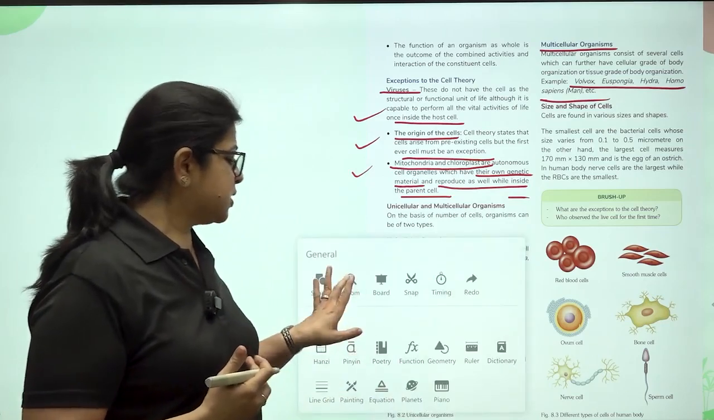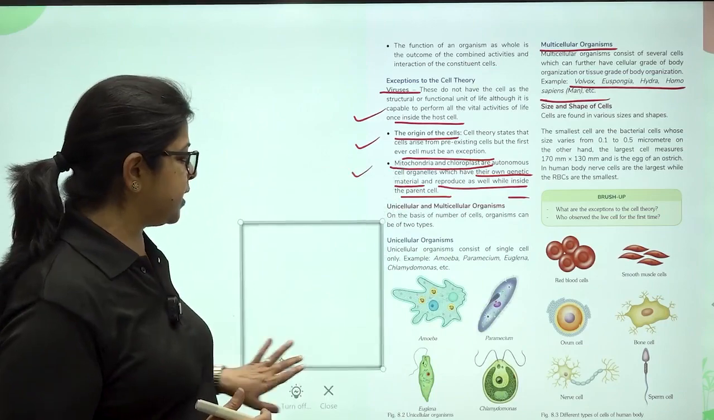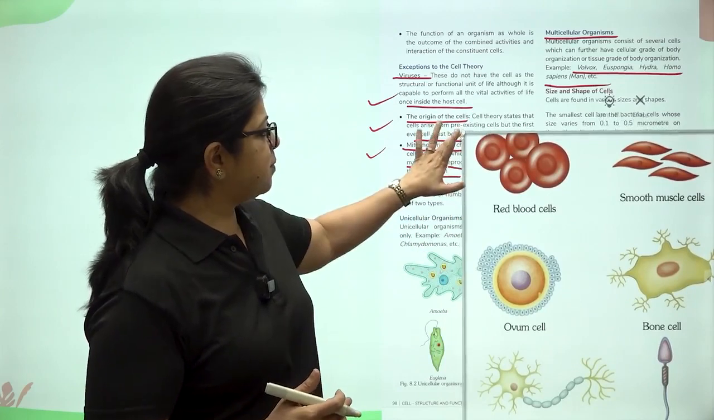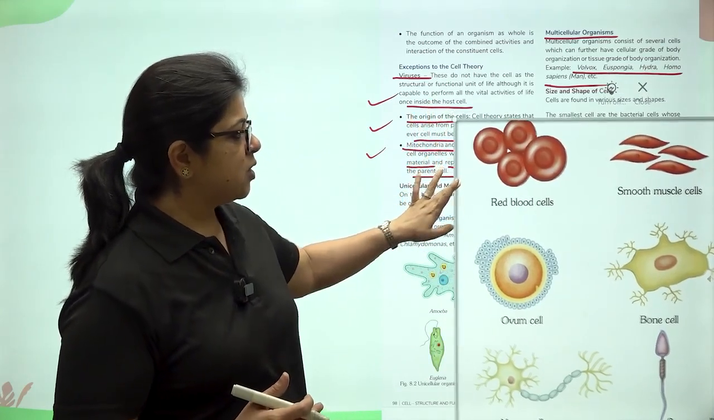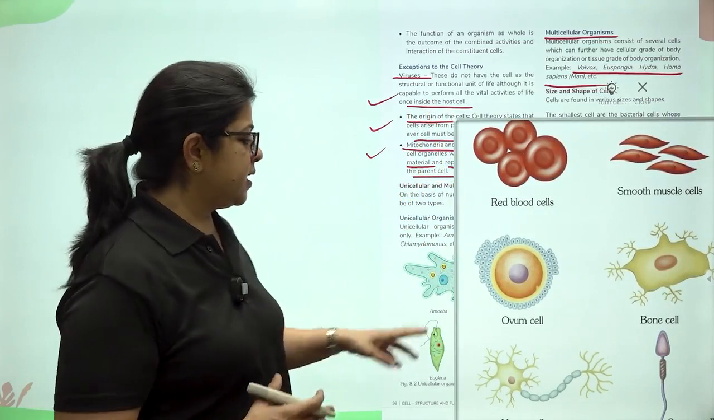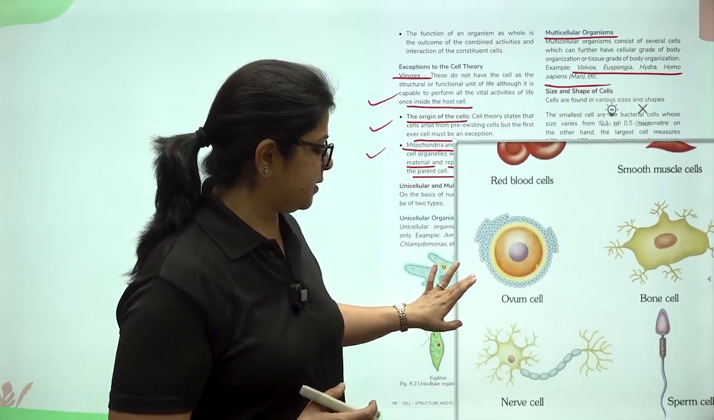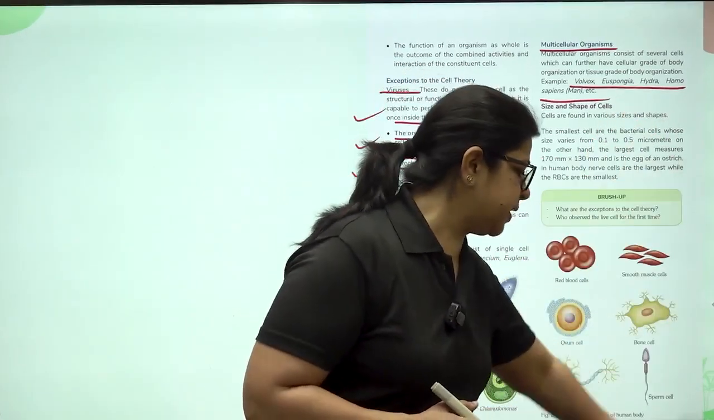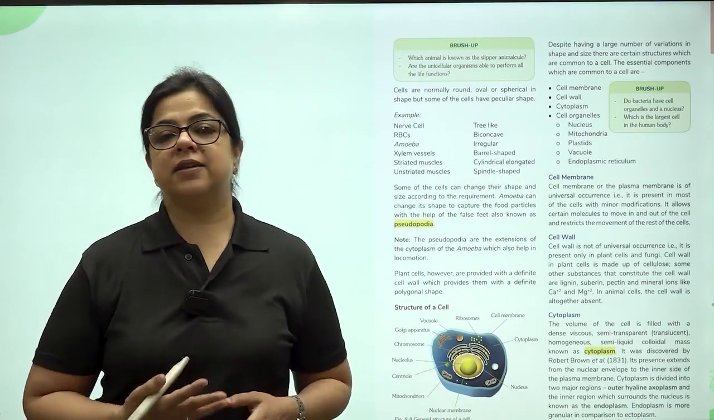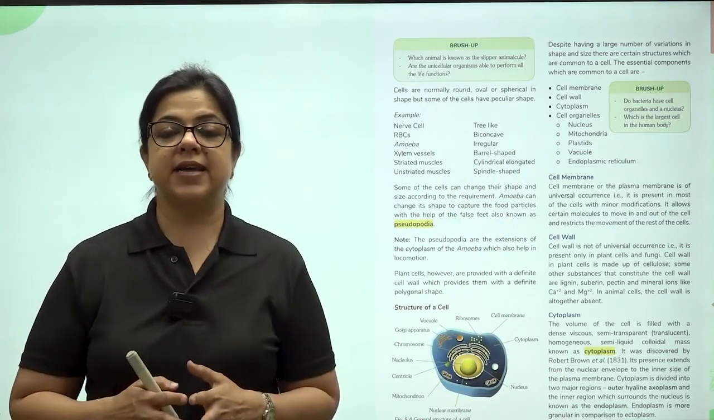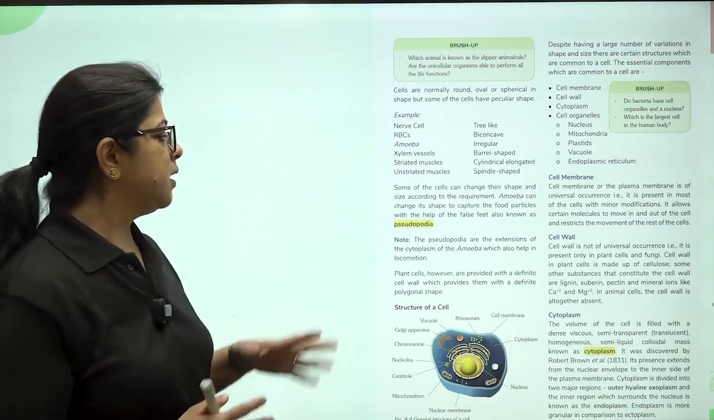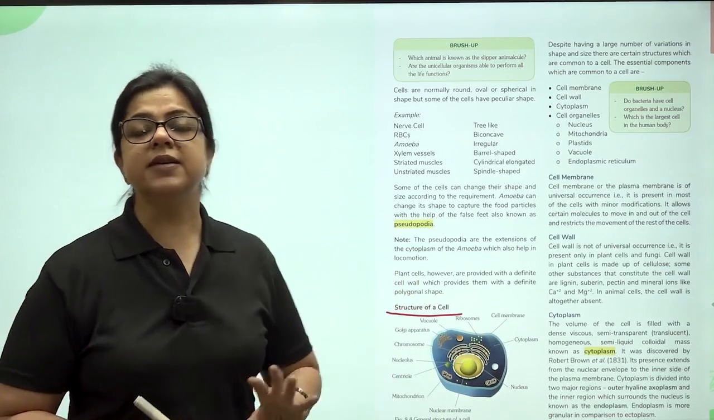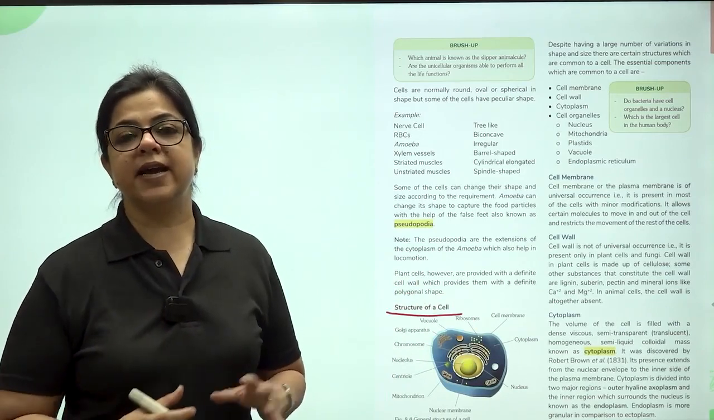Now, children, very interestingly, cells also come in different shapes and sizes. As you can see in this picture, the red blood cells are round. There are muscle cells which are elongated. There is the ovum cell, the bone cell, the nerve cell and the sperm cell. As we can see here, each of them differs from the others as regards its structure, size and shape. Now, the basic structure of the cell, as we have understood, remains the same. Let us watch a video to understand the same.